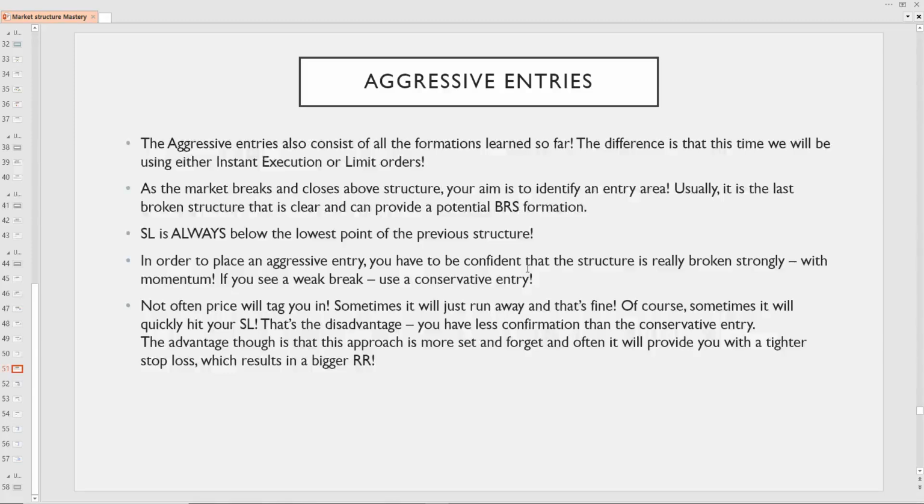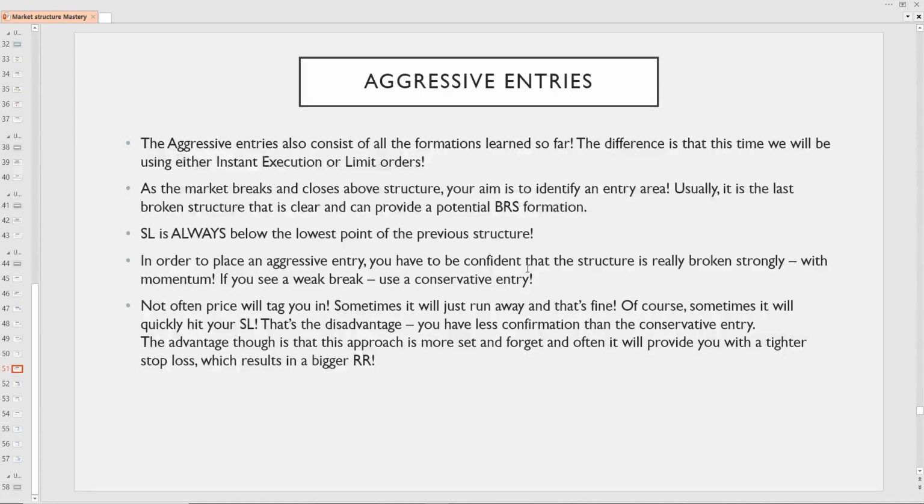Not always price will tag you in. Sometimes it will just run away without tagging in, just continue to push, and that is fine. Did you lose money? No, you didn't. Why do you care then? Don't go FOMO and don't try to chase the trade. That is when all emotions are gonna start kicking in, right?